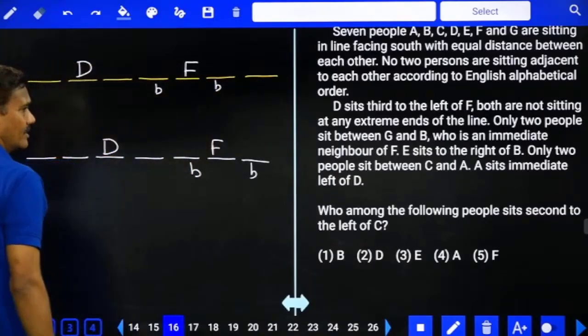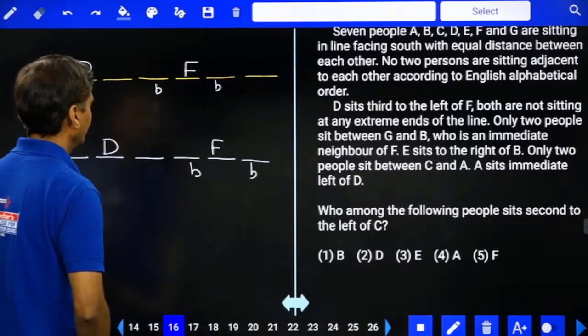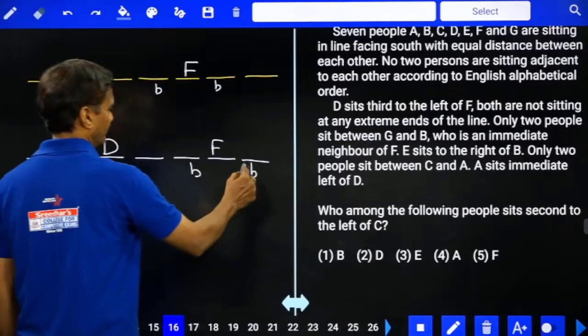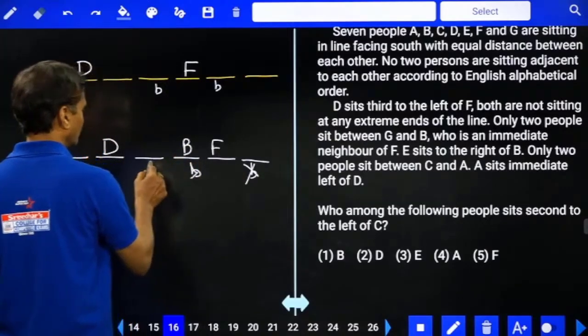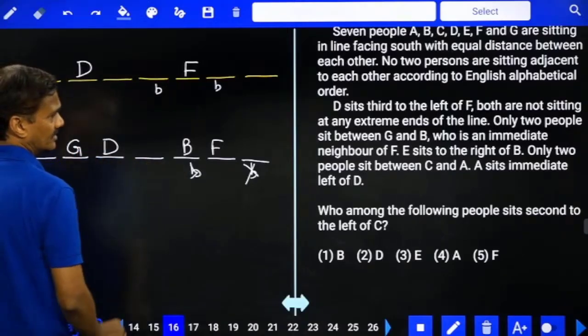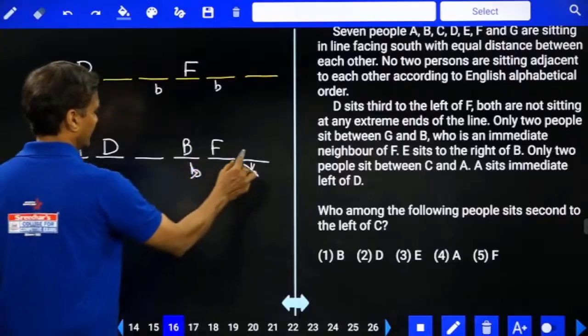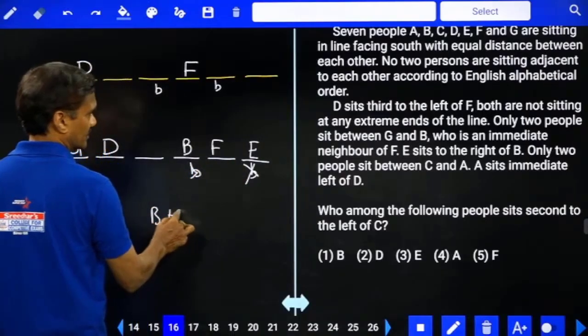Or G can be here. Then, E sits to the right of B. E is to the right hand side of B. Now B cannot be at this place. As B cannot be here, B is here. There are two persons between B and G, so G must be here. And E sits to the right of B, so E must be here. E is to the right of whom? E is to the right of B.